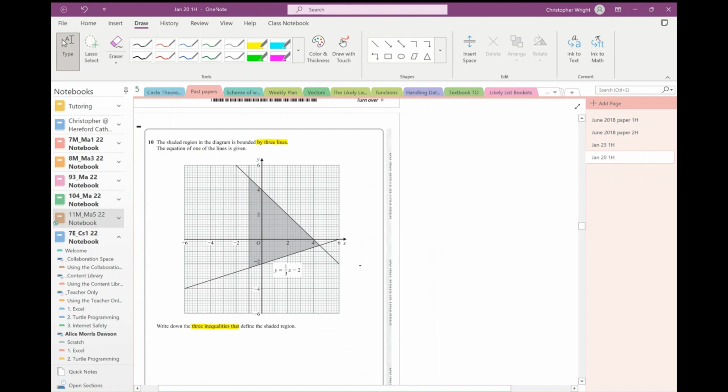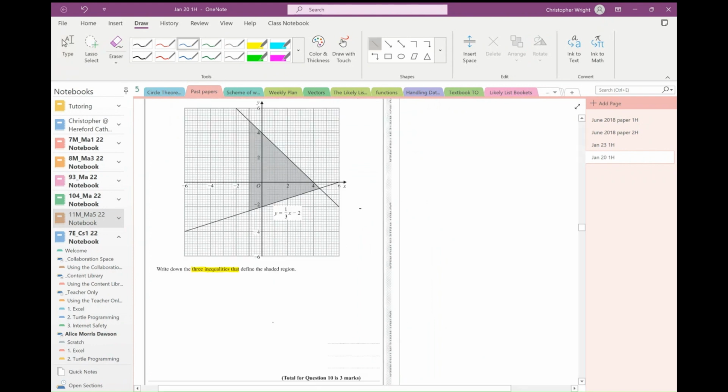So we're interested in the points above it. So the inequality is going to be y is greater than a third x minus 2. But careful, because it's a solid line, so it's going to be y is greater than or equal to a third x minus 2. So that's all the points which lie above this line here.